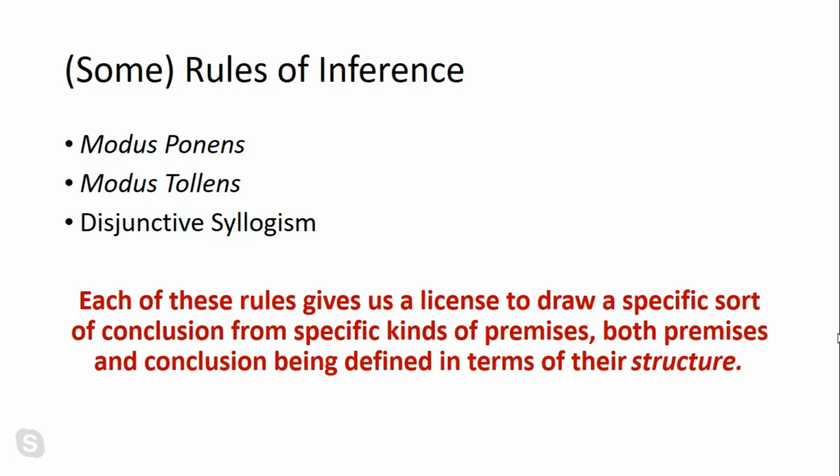So these rules give us a license to draw a specific sort of conclusion from specific kinds of premises. And what I mean by a specific sort or a specific kind there is something in terms of structure. And the beautiful thing about this is that the structure will determine the validity of the argument. If you have a valid inference form, one that's licensed, for example, by one of these rules, then every argument that has that form will be a valid argument.